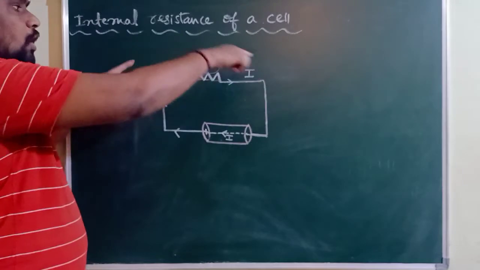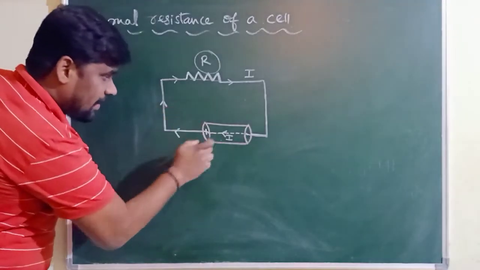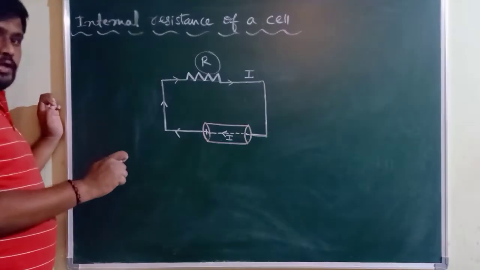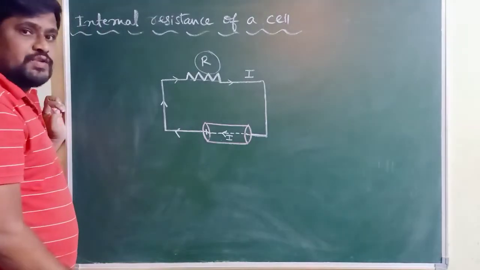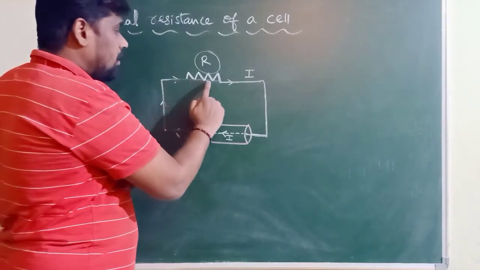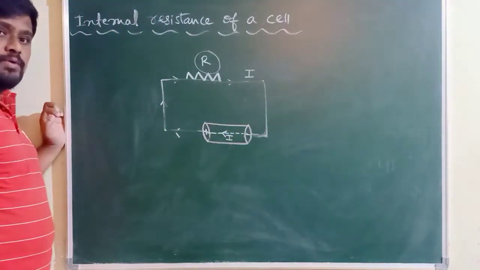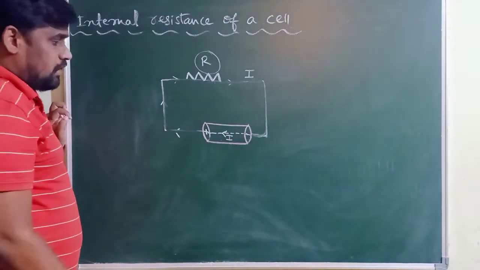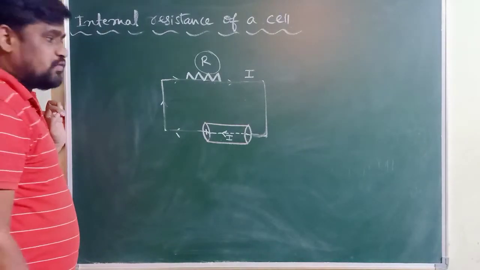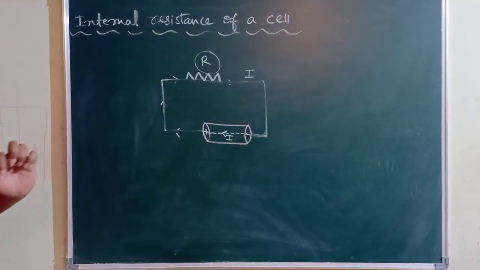Look at the current outside the cell, that is the current which is flowing through the external circuit, and look at the current which is flowing inside the cell. Definitely through the external circuit, the direction of the current is from the positive terminal to the negative terminal. But when the current starts flowing inside the cell, the direction of the current is from the negative terminal of the cell to the positive terminal of the cell.